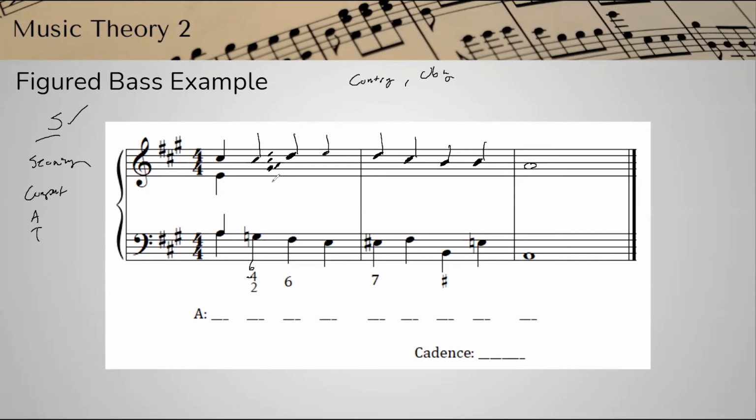So right now it's not in root position, so what we would do to analyze it would be to move that G natural up an octave. So we'd end up with A, C sharp, E, G natural. That is a dominant seventh chord. So this will be a 5-7, or sorry, 5-4-2, since it's an inversion of something.